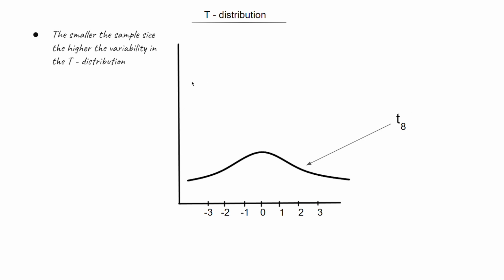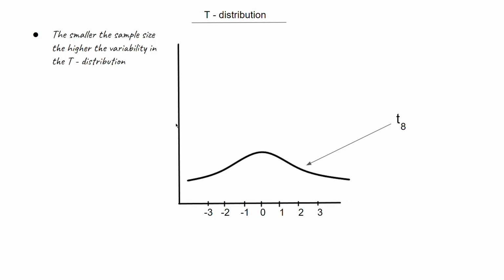So what we realize is that the smaller the sample size, the higher the variability in the t-distribution. Because if your sample size is 8, there's a much higher chance that you missed some important data. That's why it's more spread, it's higher up. But if your sample size is 20, it won't be as high up. It'll still be high up, but it won't be as high because you probably got most of the information, but you probably still missed some.